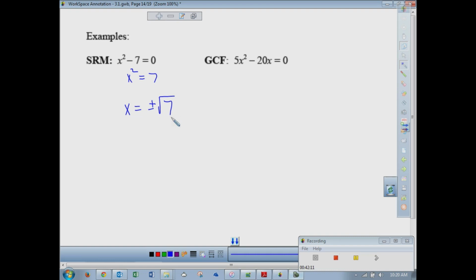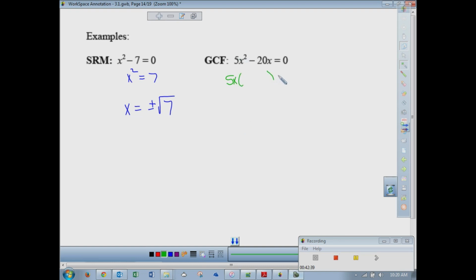Any questions about the square root method? The only time you can use it is if there's no x to the firsts. GCF is the next method. That stands for greatest common factor. Look here. Doesn't everything have a multiple of 5 in it? Doesn't it also have a multiple of x in it? So I will take out a factor of 5x. Right? 5x is the greatest common factor.